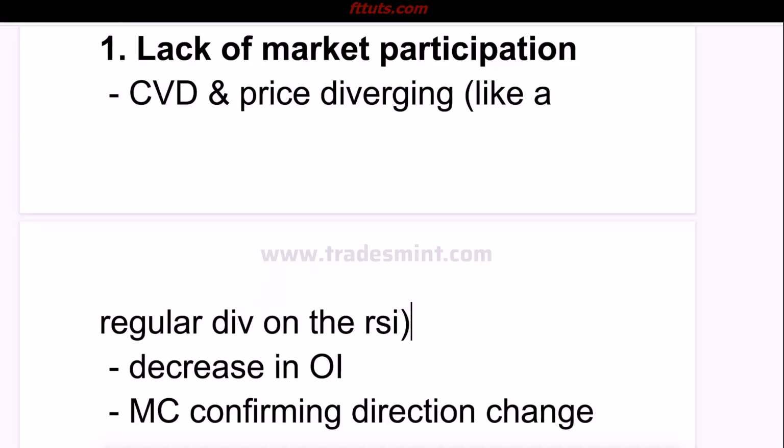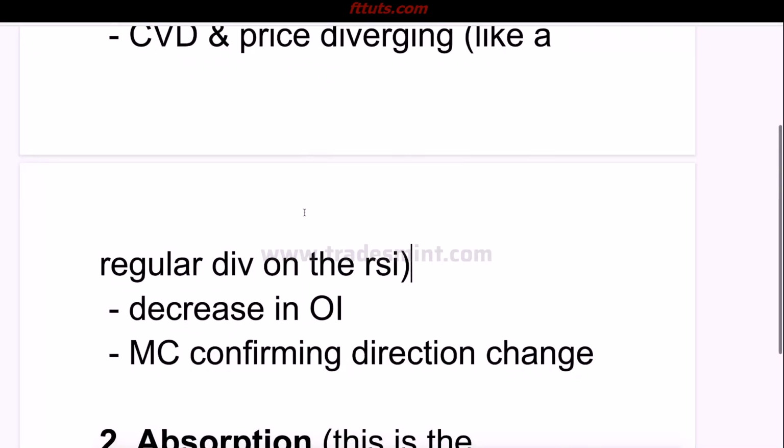That's how it's going to look. And then what we want to see is a decrease in open interest. The reason is because if we have the CVD getting lower as price is getting higher, and we also see that no one's opening up trades, this is more confirmation to us that the move to the upside is very, very weak and will probably come back down.